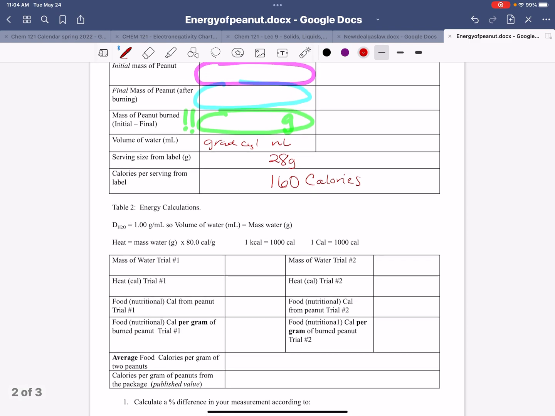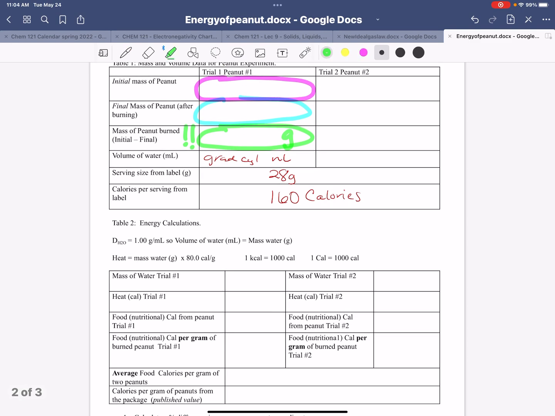Okay, what we'd like to do is take the mass of the water, right here in both trials. We're going to use the fact that 1 gram of water is 1 milliliter, and so basically the volume of the water is going to equal the mass of the water.